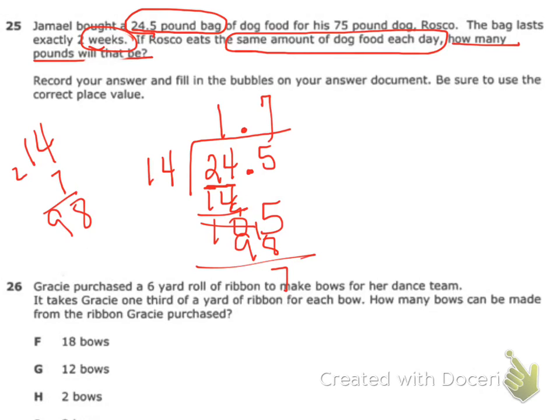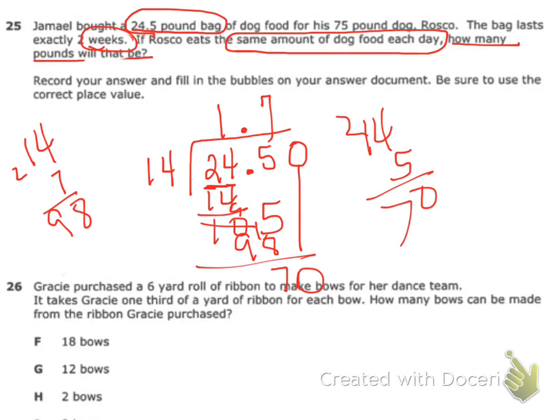Now, we're not just going to leave 7. It's a decimal number, so we want to go ahead and add this 0. We know that 0s on the end of a decimal number don't change it, so we can add that without changing anything. Bring down the 0. Now we're doing 14 into 70. 14 times 5 is 70. And we're done now. So my answer is 1.75 pounds.